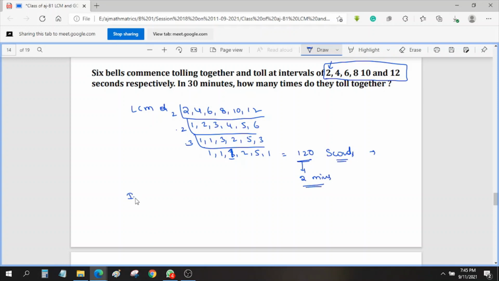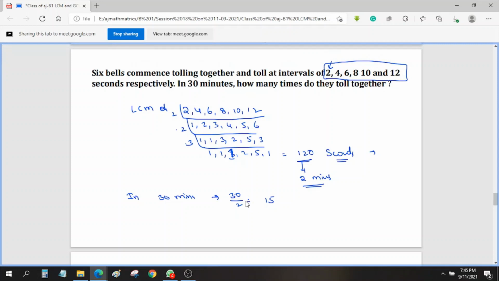Now in 30 minutes, how many times will it ring? That is 30 by 2, which is 15. If you observe, there is the first ring at 0, then at 2 minutes, then 4 minutes, then 6 minutes. So 15 plus 1, total 16 times they will ring at a time.